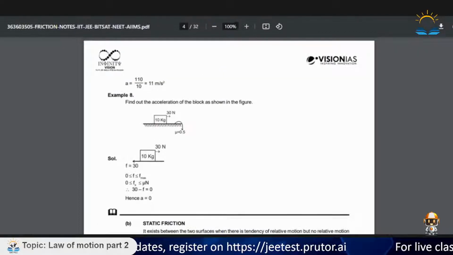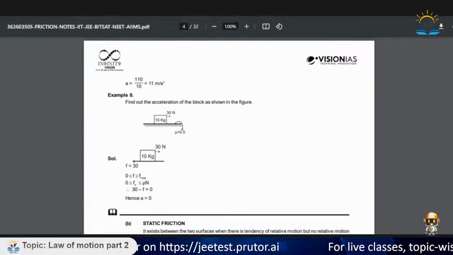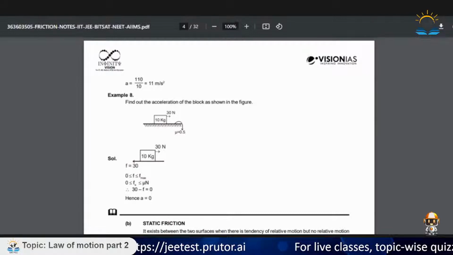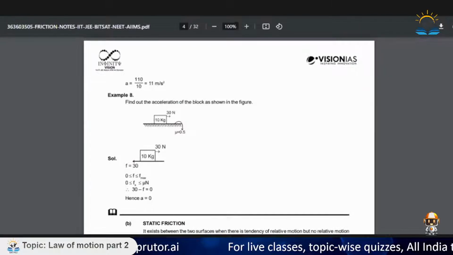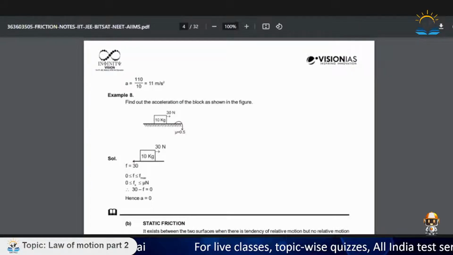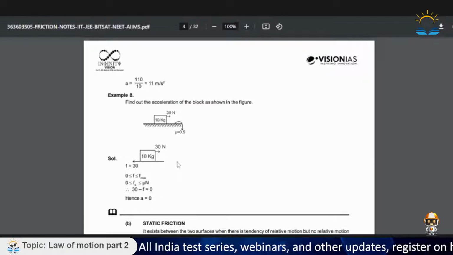So basically, the magnitude of kinetic friction comes out to be mu n, and the magnitude of static friction is a range, that is, it lies between 0 to mu n. Mu n exactly is the kinetic friction, and the range 0 to mu n is static friction.